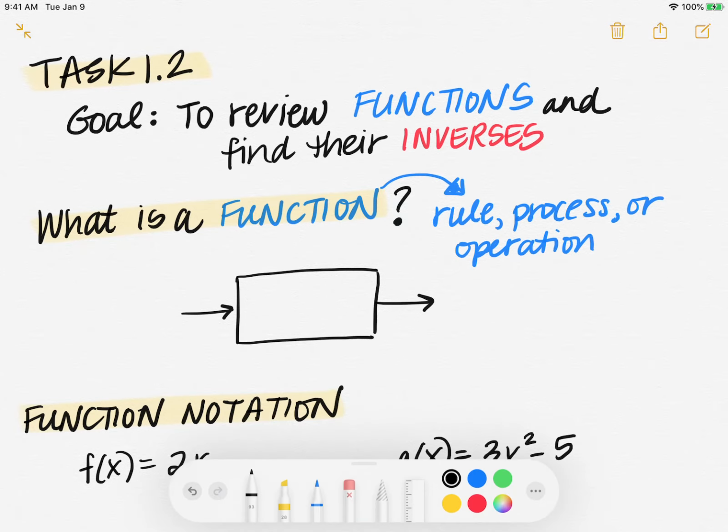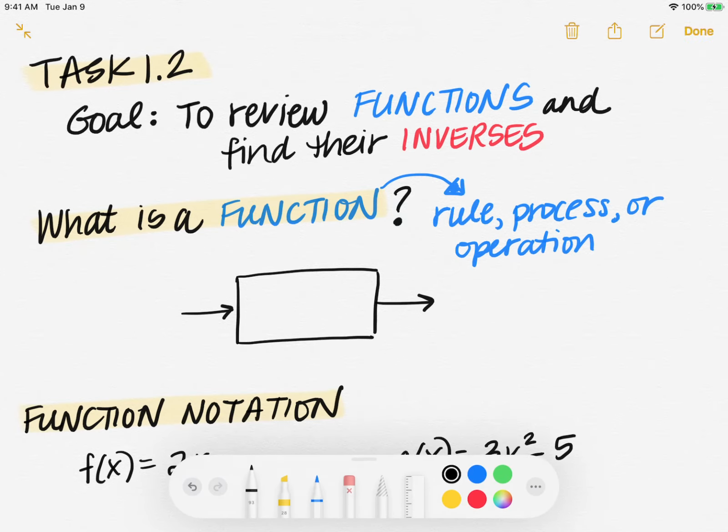So I did get a lot of questions just in general. What is a function? A function is a rule, a process, an operation. So for example, if I put in the number 2 and I get out the number 4, some rule, some process, some operation made that happen. If I put in the number 5 and get out the number 10, some rule, some process, some operation made that happen. Well, what is that operation?